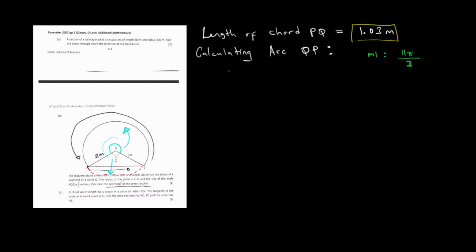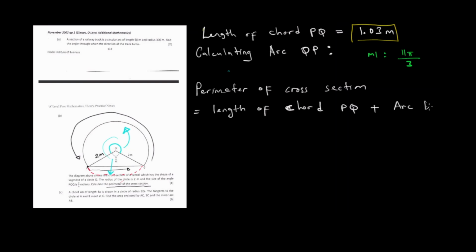That said, to answer our question, let me write that statement again so that you remember: the perimeter of the cross section is equal to the length of chord PQ plus the arc length QP, which is equal to the length of the chord, which we found to be 1.03, plus the arc length we found to be 11 pi over 3, like this.